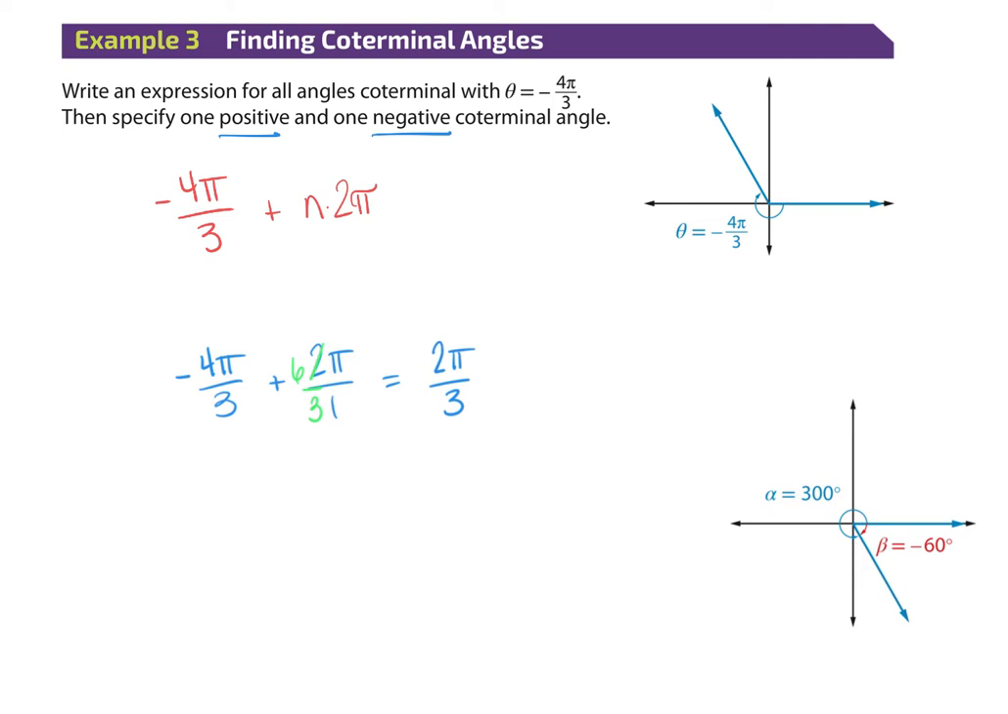All right. They also want a negative coterminal angle. I'm going to say negative 4 pi over 3 minus 6 pi over 3. What is that going to be? Negative 10 pi over 3. That is a negative coterminal angle. Add a circle, subtract a circle. If you're in degrees, add 360, subtract 360. If you're in radians, add 2 pi, subtract 2 pi. All right. Coterminal.